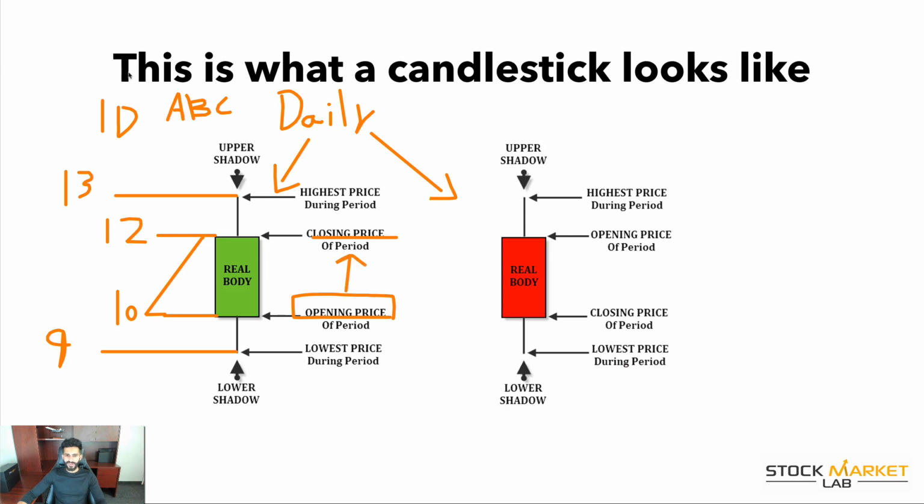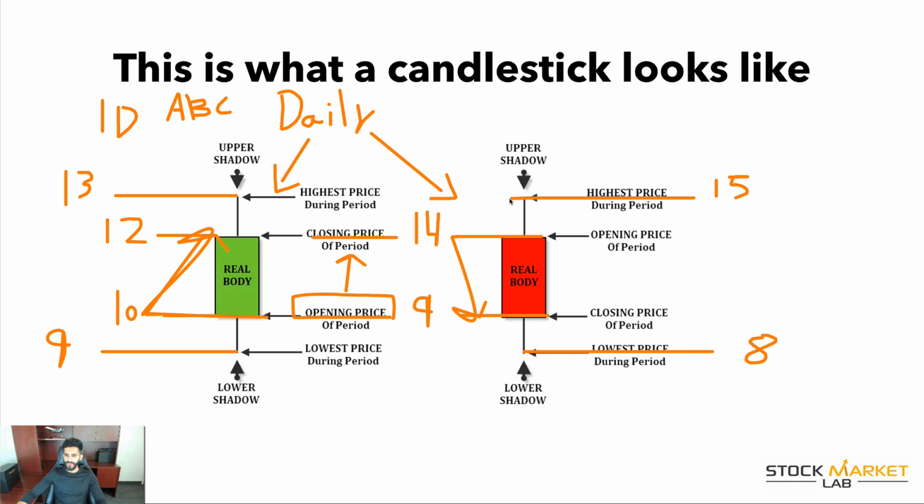Now let's say stock ABC the next day on a daily time frame is red. Now the reason it's red is because the opening price is here. Let's say it opened at 14. It closed below 14. It closed at, let's say, 9. This is the same. It's the highest point, 15. And this is the lowest point, let's say 8. That's why this is red, because the opening price was higher than the closing price. This is green because the opening price was lower than the closing price.